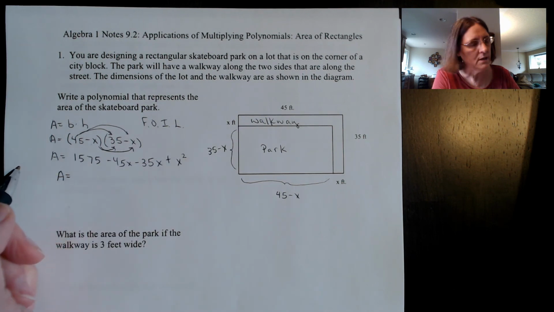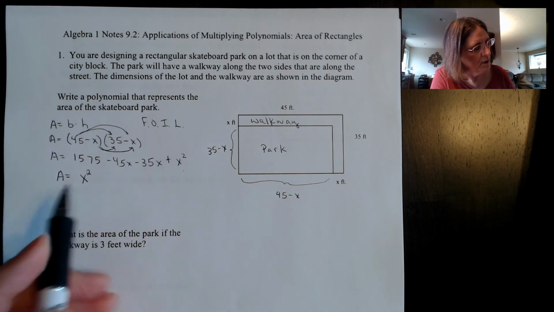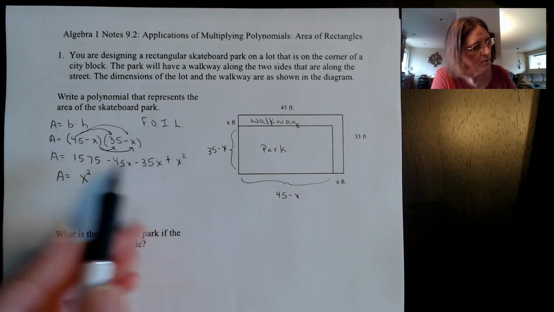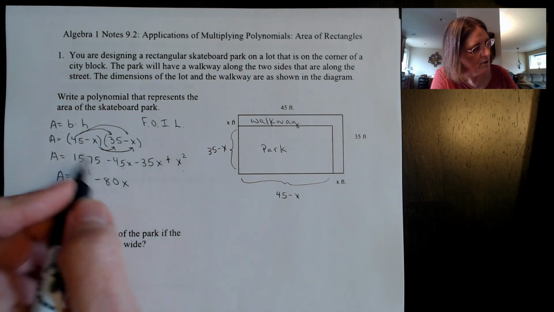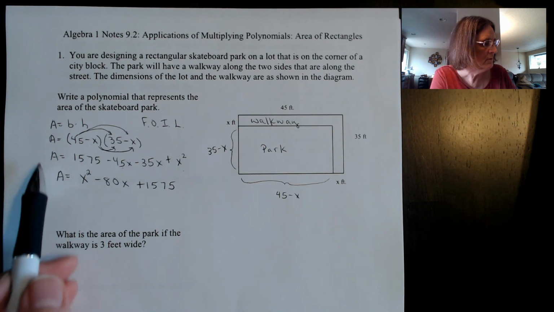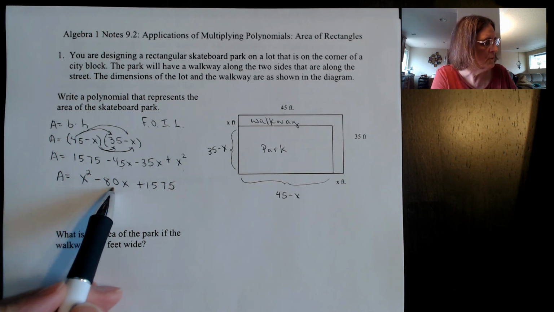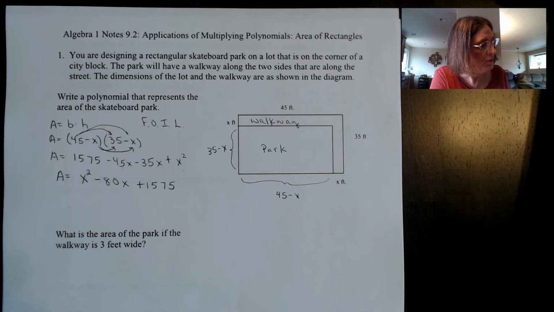Taking our polynomial and writing it in standard form, we're going to start with the highest power of x, which is the term x squared. Then we have two terms that have the variable x. We have negative 45x and negative 35x, which add to negative 80x. Finally, we have our constant, 1575. So our polynomial that represents the area of the skateboard park is x squared minus 80x plus 1575.